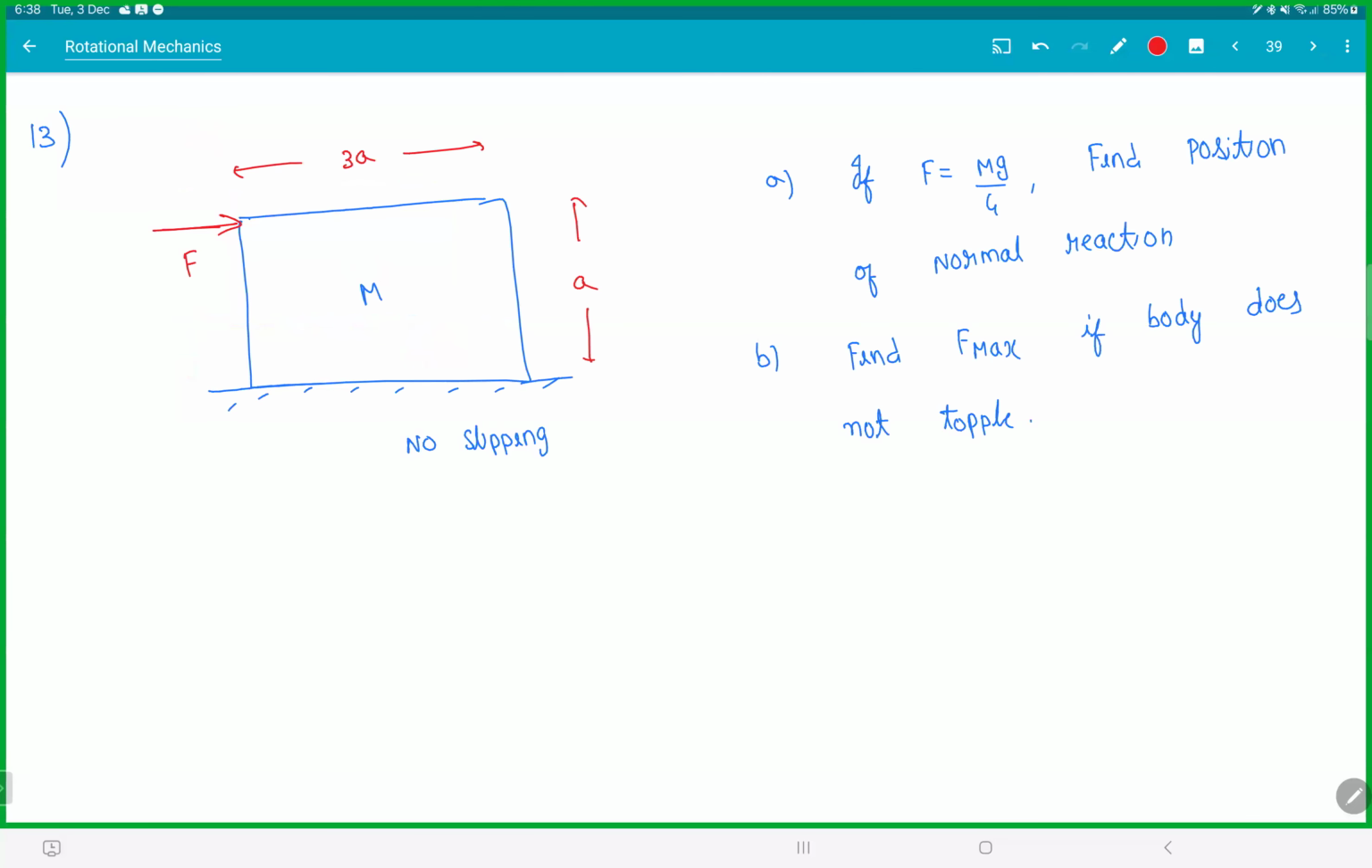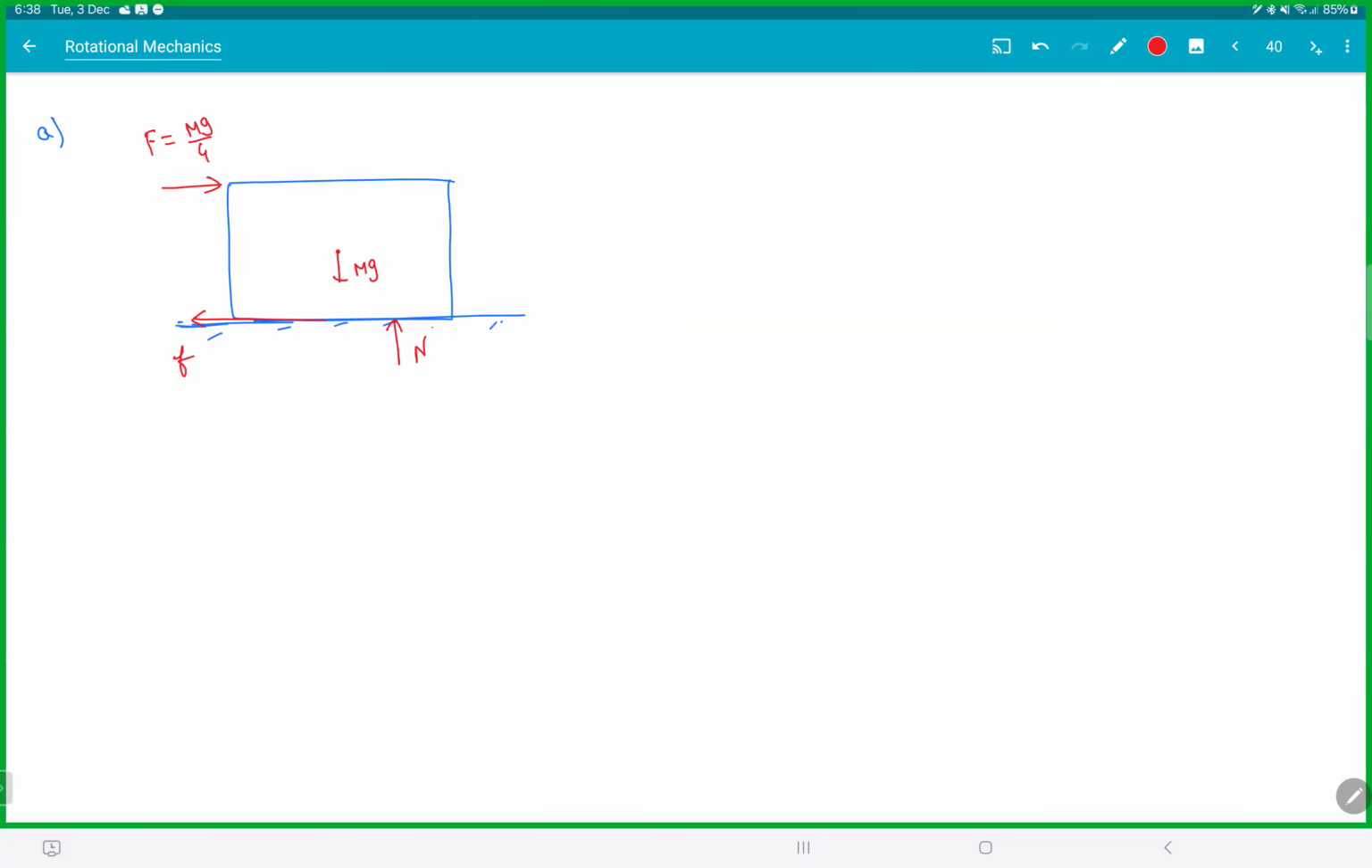Otherwise the block will go forward. It is not slipping. They won't tell you that there is a friction and all. You need to figure out if it is not slipping, meaning there is a friction on the ground which is stopping it. That's your f there. That's your FBD. If you messed up that f, you're gone.